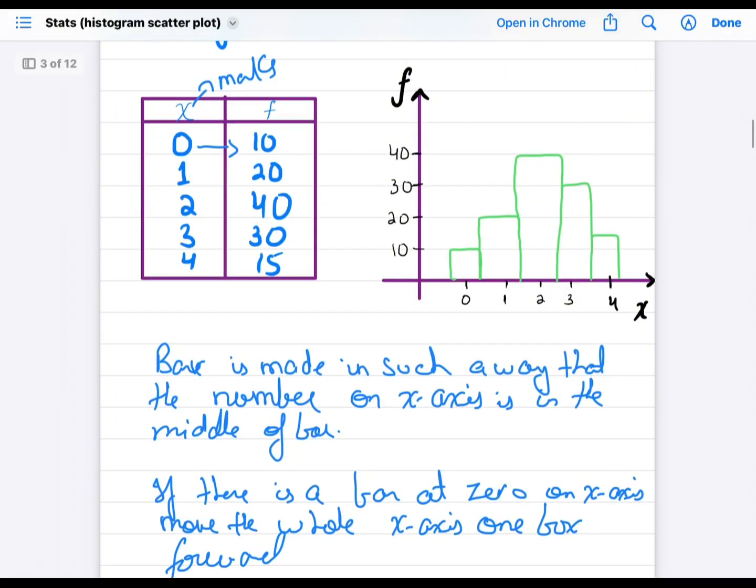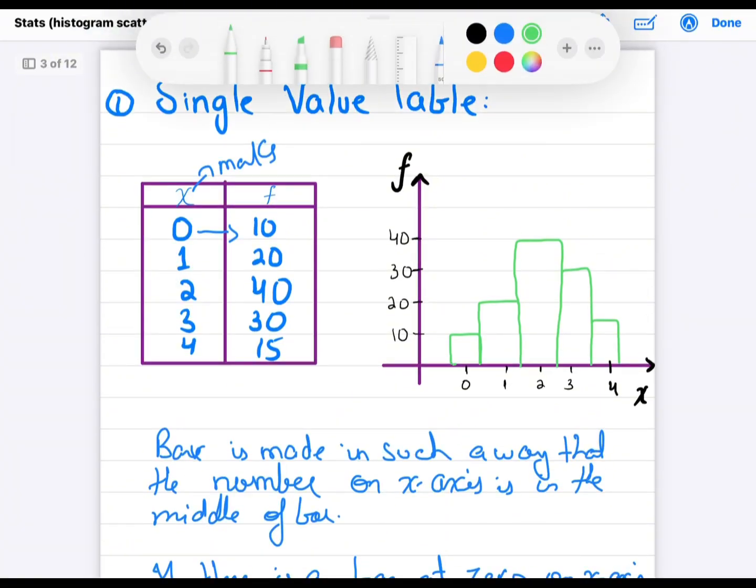There is one more concept that we need to understand, the frequency polygon. If the question is that you have to make a frequency polygon, what is a frequency polygon basically? That's a very simple topic. Just listen to me carefully. What you need to do is make a dot on the middle of the bar, all the bars. Now just join the lines.